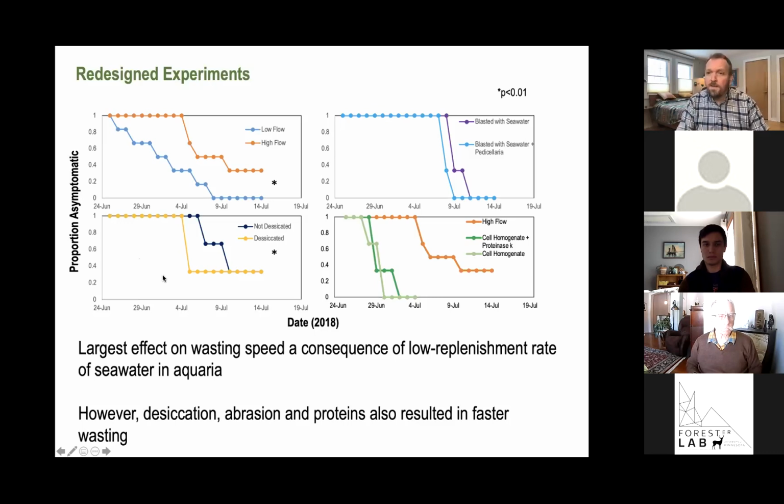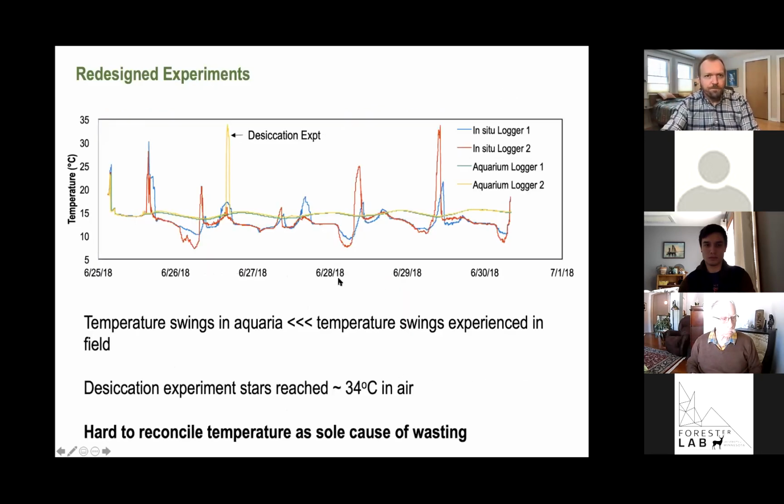If we dry them out for an hour, they wasted faster. And if you treat them with any sort of homogenate, including the proteinase K or the non-proteinase K, they wasted way faster than if they weren't treated at all. So it sort of led us back to square one. Again, we were trying to figure out, okay, if we can't say that it's one of these particular factors, then what is it actually being caused by?